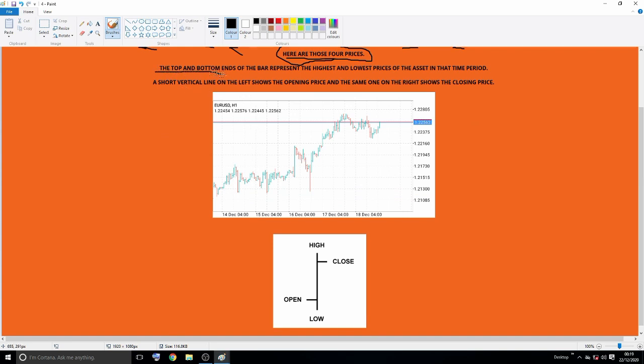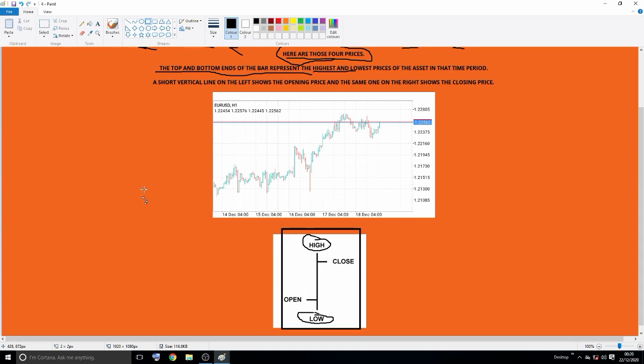The top and the bottom ends of a bar represent the highest and the lowest. You see here, high, low. This is a bar chart. As you can see, we have a bar chart. So this is one bar. We are looking at one bar. Let me show you. This whole thing is one bar.